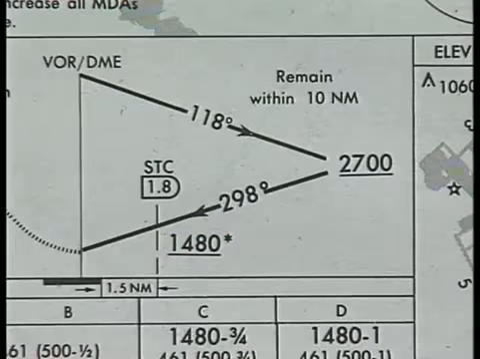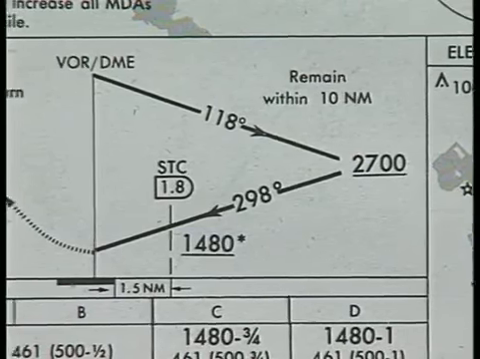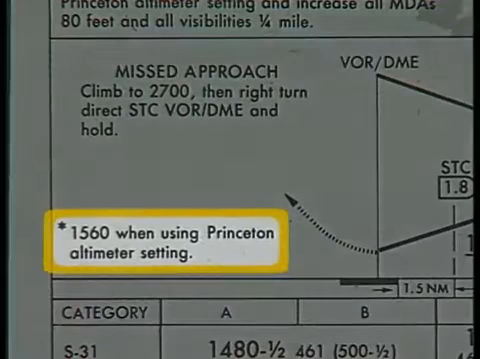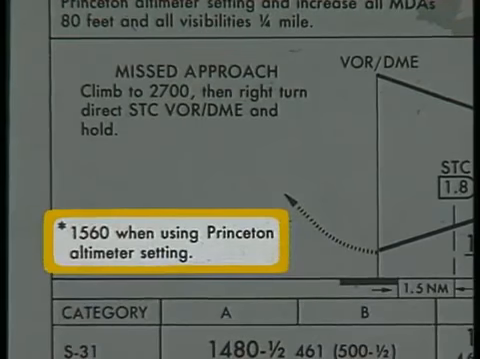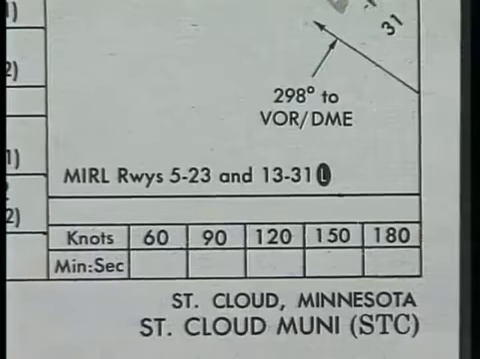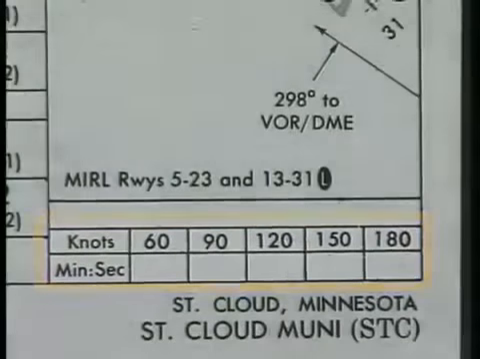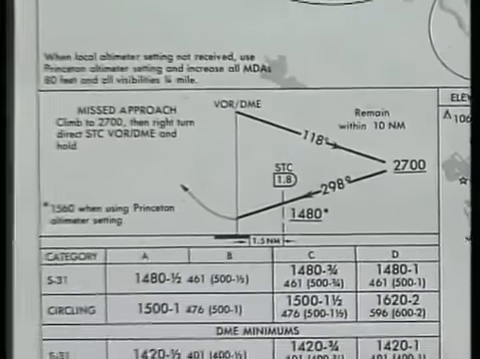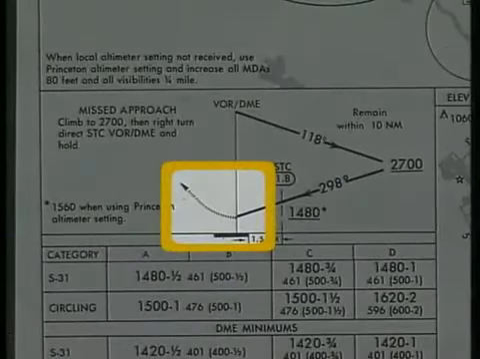Note that if you are unable to obtain a local altimeter setting and must rely on the one provided by the Princeton Flight Service Station, you cannot descend below 1,560 feet. Also, notice that this approach does not have timing information. Since the navaid is located on the field, it is the missed approach point.